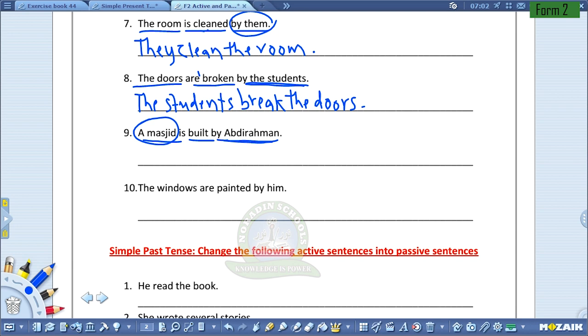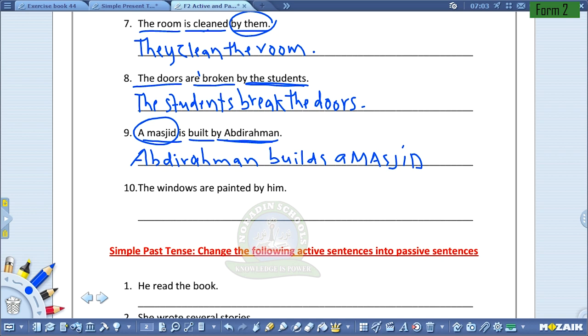This is our subject. We have to start with Abdurrahman. We don't need to use by, because by comes when it changes from active to passive. So Abdurrahman, here is build, and this is a singular subject. Abdurrahman builds a masjid.